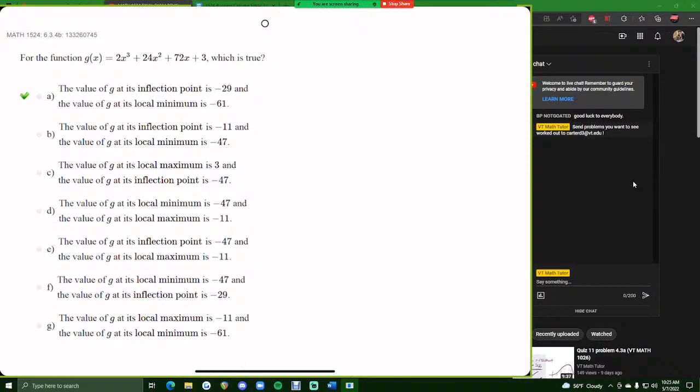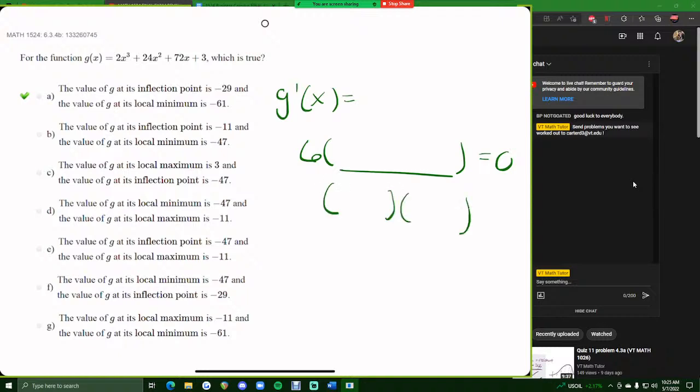For this one, I'll just briefly talk through the process. You'll find g prime of x. You'll then factor out a 6. You can pull out a greatest common factor. Set it equal to 0. Then you'll be able to factor this into 2 smaller factors. You'll find these x values, say x equals 2 and x equals 6. I don't know what they are, but I'm just making ones up.